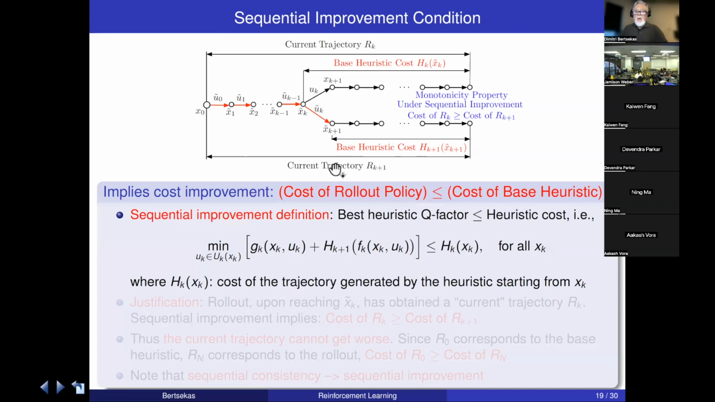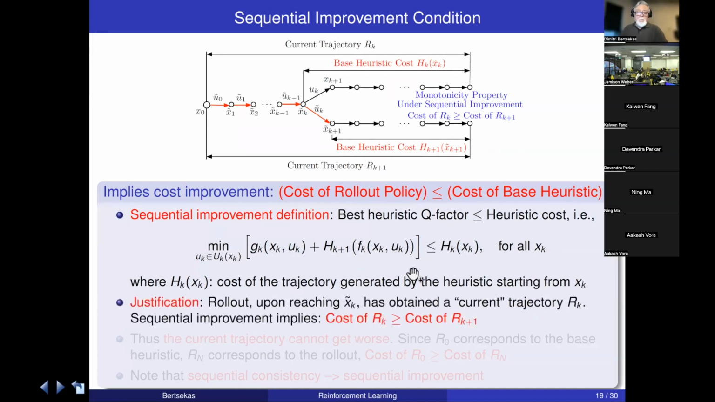And now, what does rollout do? It compares all these Q factors and finds the best one. And let's suppose that this is the best one with trajectory Rk plus 1. Then the sequential improvement condition says that the cost of this trajectory is better than the cost of this trajectory. The cost of Rk is greater than the cost of Rk plus 1.